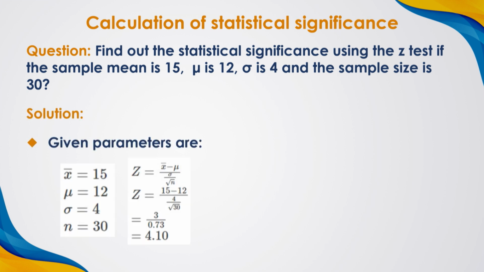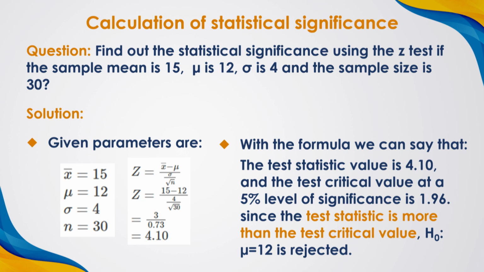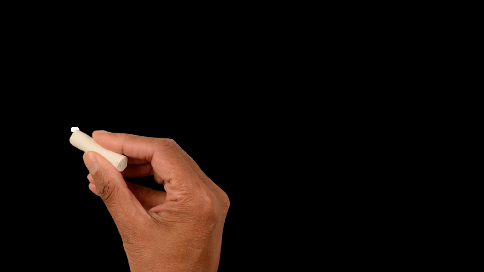Given parameters are x bar, the sample mean, 15, mu 12, sigma 4, n equal to 30. The test statistic after simplification is 4.10. With the formula we can say that the test statistic value is 4.10 and the test critical value at 5% level of significance is 1.96. Since the test statistic is more than the test critical value, H naught, that is mu equal to 12, is rejected.